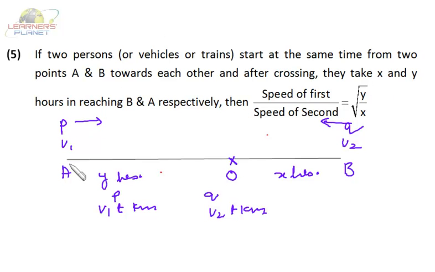Now, P is covering V1t kilometers, that is this distance. So I just write over here V1t kilometers, and Q is covering V2t kilometers, that is this distance. Now, after meeting, Q has to cover this distance, that is V1t kilometers, and P has to cover this distance, that is V2t kilometers.